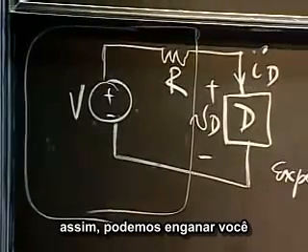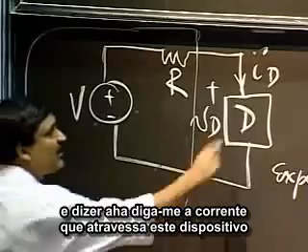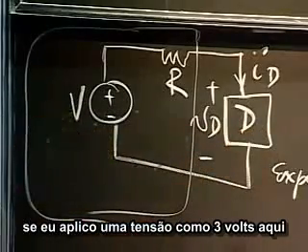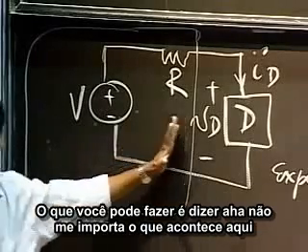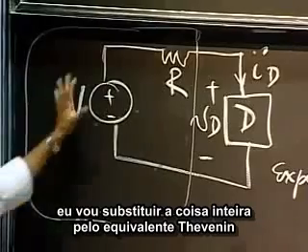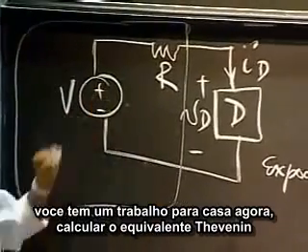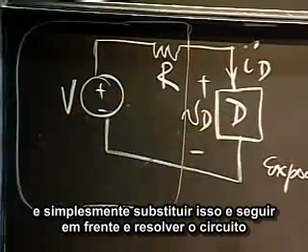So we can trick you. We can give you a complicated circuit and say, tell me what the current is through this device if I apply some voltage, 3 volts, there. What you can do is say, I don't care about what happens here, so I'm just going to replace the whole thing with the Thevenin equivalent. You've done a homework now, and you can calculate Thevenin equivalents for circuits. Simply replace this and then go ahead and solve the circuit.